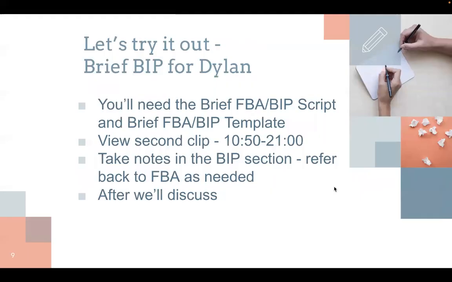So let's try it out. Let's do the brief BIP for Dylan. You'll need the brief FBA BIP script, and that's the brief BIP part of it I just went over. And then you'll need the brief FBA BIP template, and you'll just be really focusing this time on the BIP part of it. You might have done the FBA on the top, and now below, you're just going to continue with the BIP. But you can just do it on a piece of paper too, or whatever. Just remember, we're going to submit this as part of the discussion. So maybe you just want to be typing it out.